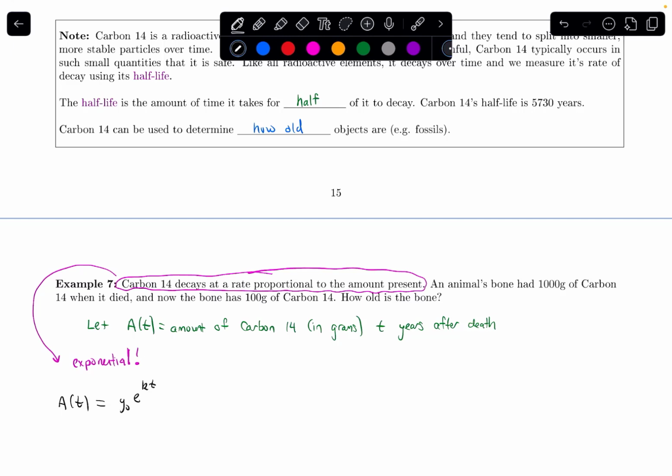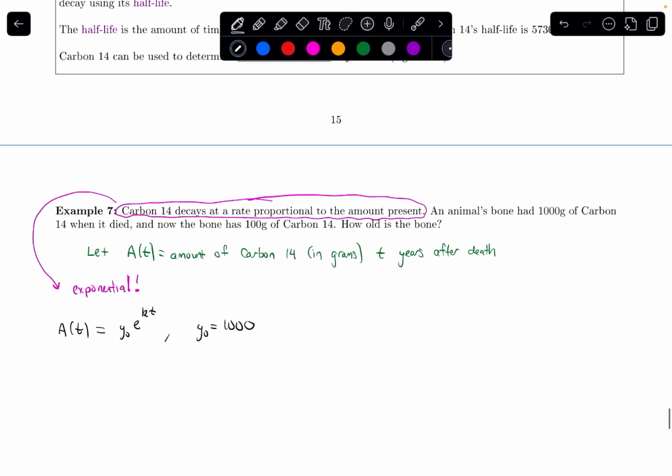It'll have that form. And I know y naught should represent the initial amount. So y naught for this problem is 1,000 grams. So I'll just write the 1,000 right now without units. I'll write down the units at the end. Okay, but I still need to find k.